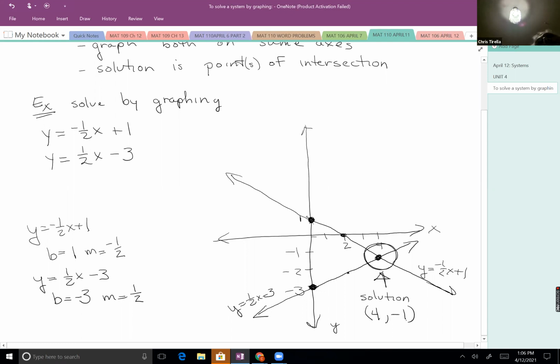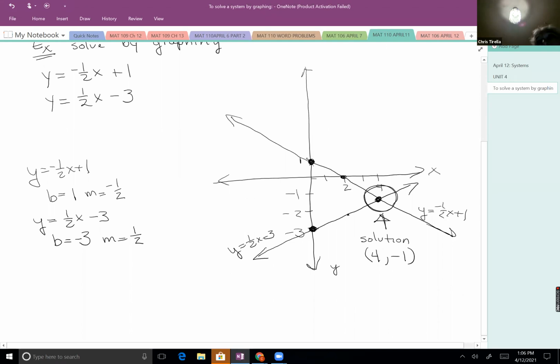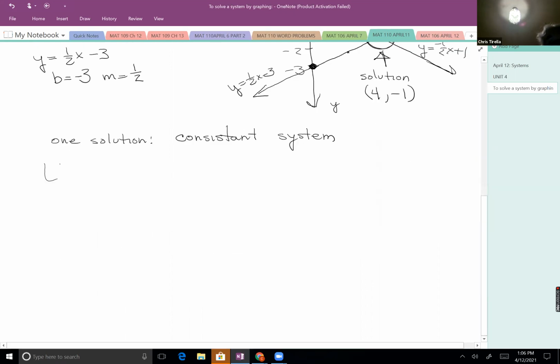And we could go through and check. But do you see how the lines cross once? I got one solution. Because I have one solution, this is considered a consistent system. And you see how if my lines cross once, I got one solution. Life is good. Next example.